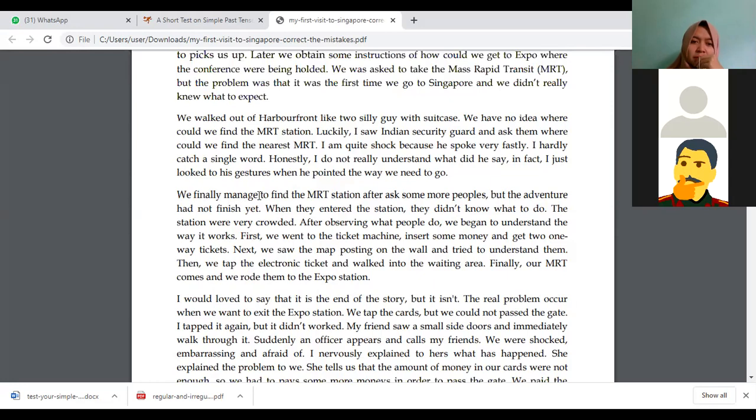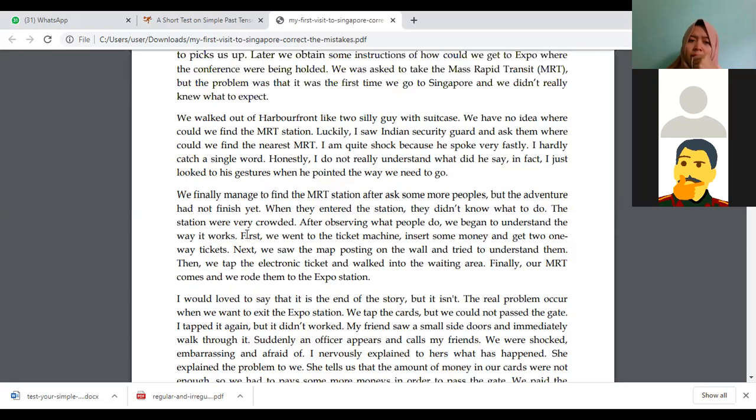We managed to find the MRT station after ask. After, so it has to be asking. After asking some more people. So the adventure had not finished yet. When they entered the station, they didn't know what to do. The stations were very crowded.